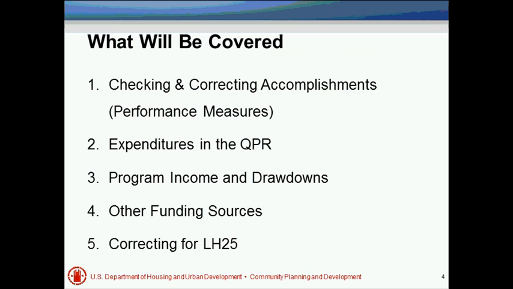We're going to be focusing on 5 major items today, and Ryan and Jim will be going through the majority of these. The first will be checking and correcting accomplishments or performance measures. We'll be talking about expenditures in the QPR. We'll be going over, on a high level, some of the programming and drawdown questions that have been coming out. We'll be talking about the other, quote-unquote, other funding sources that need to be in DRGR, to make sure that you are accurately reporting on your other funding sources. And then lastly, we've been getting some questions about how to correct for LH25, and we wanted to go over that again. It's definitely been part of previous webinars, but it's probably a good time to refresh our memories on that.